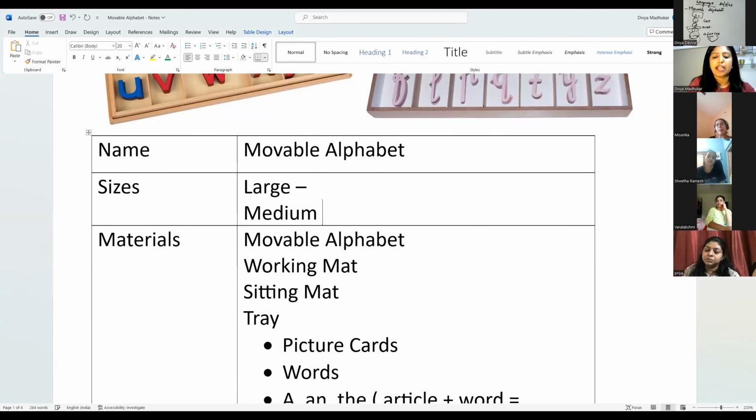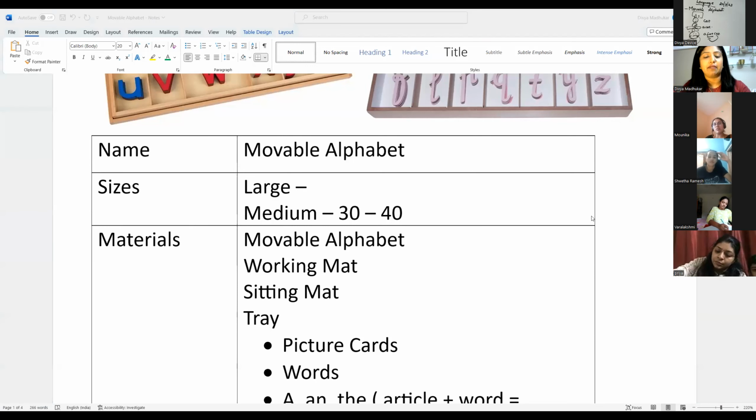Medium size is the one that I showed you. You work with a medium size. For a class of say 30 to 40 children, one medium set is good enough. If there are more than that, maybe 2 or 3 sets are what you need to have. Like 2 sets of vowels and all 4 sets of consonants, if you have them, it becomes helpful for all of them. Then you also have the small set.